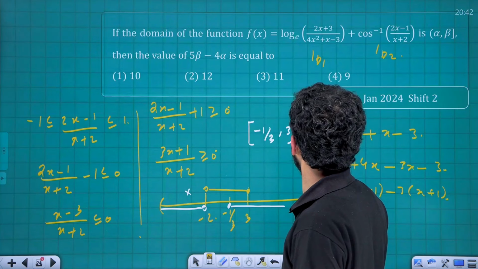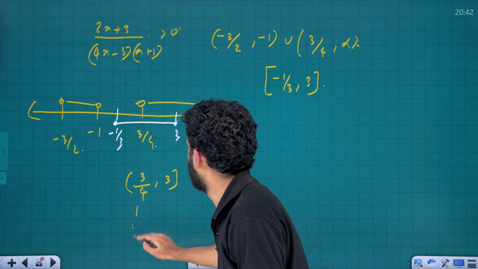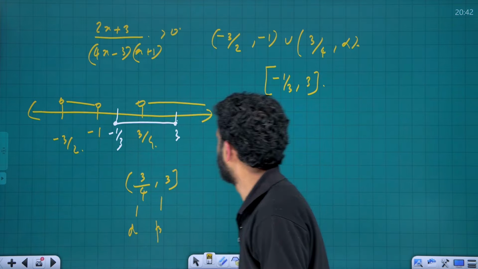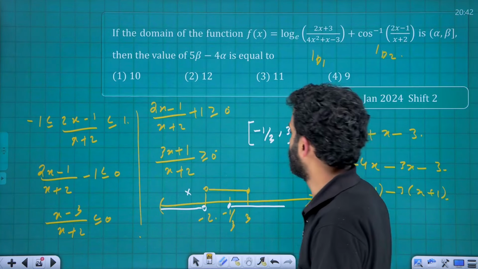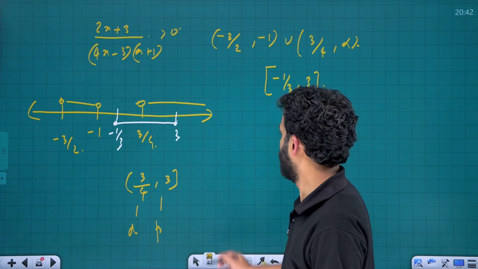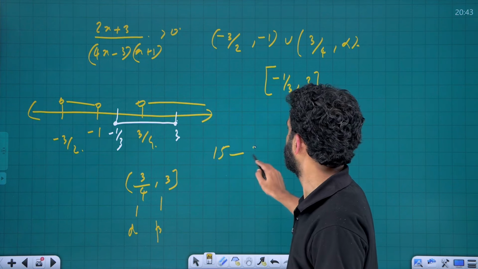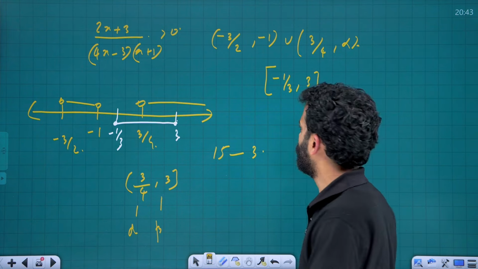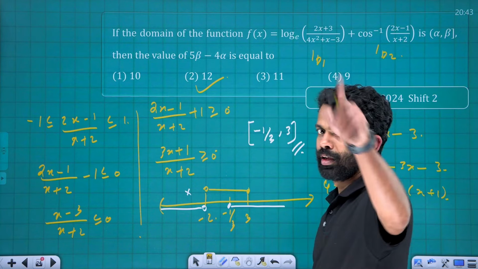I think it was packed like this, right? Open alpha to beta. So, this is alpha and this is beta. But you need to find 5 beta minus 4 alpha, right? That is 5 beta means 15, minus 4 alpha means 3. What is 15 minus 3? 12. Okay, done, understood. Second option. Okay. Next one.